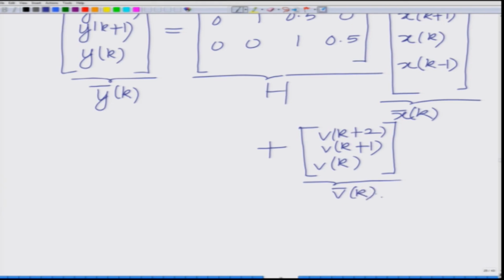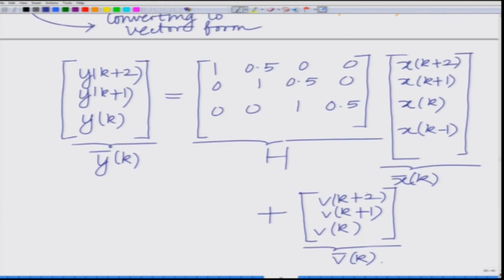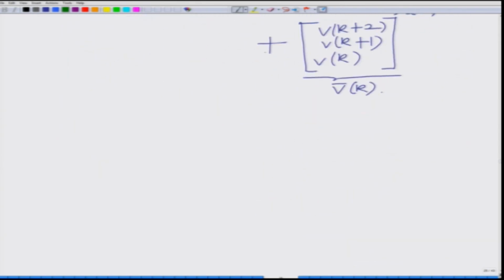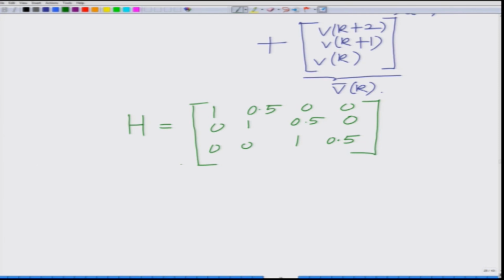So, the key thing here to note is that this is your matrix H. Let us rewrite the matrix H again. H is basically equal to the matrix with first row 1, 0.5, 0, 0.